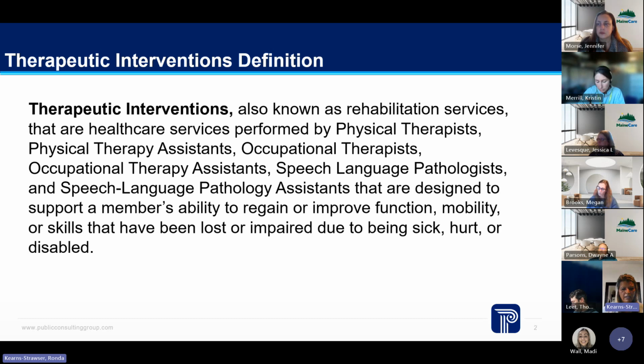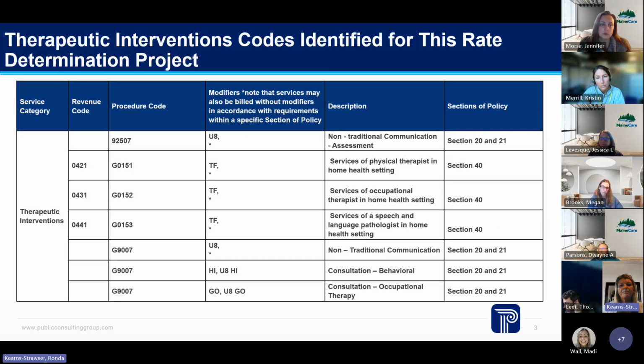There are other services as well that may be looked at under this scope, and we'll talk about that a little bit more in the next couple of slides. So the next slide. Here, the current therapeutic intervention services we have identified with the assistance of Main Care are displayed on this slide. There are 15 total for the section of policy 19, 20, 21, and 40.